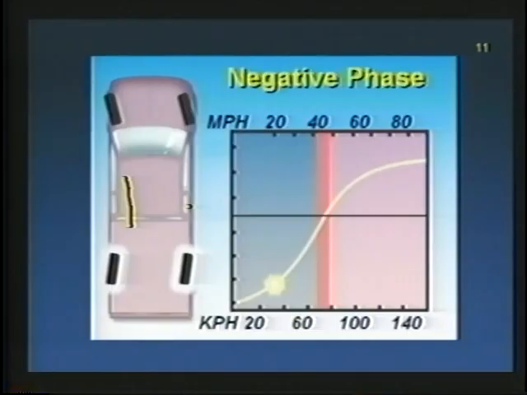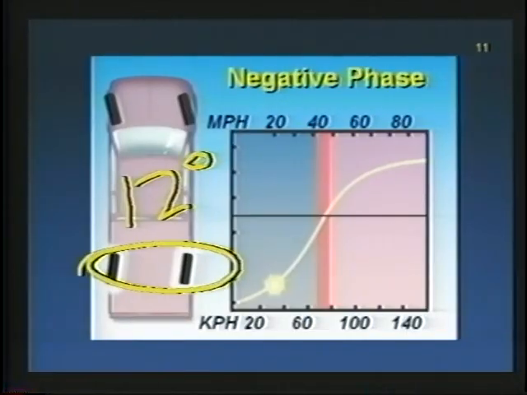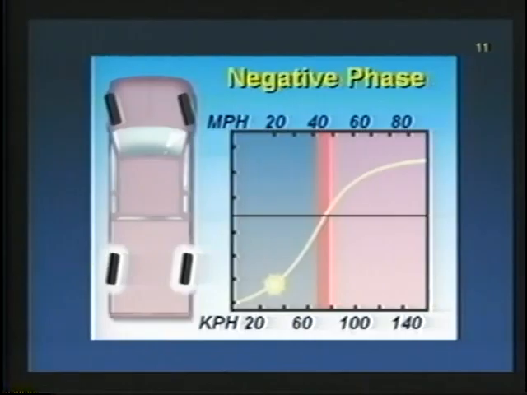Now, there's one number that isn't in your book that we want to share with you. It's 12 degrees. 12 degrees is the maximum amount of rear wheel movement that you'll see at the rear wheels in that negative phase. Well, now that we know about the negative phase, we have to speak about neutral.